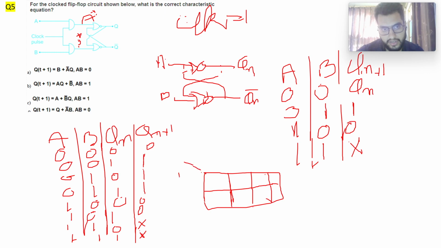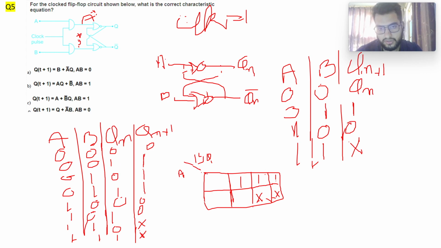Here we'll write A, here we'll write B, and here we'll write Q. Q is simply your QM. So this is like this. Kindly check these things. If I'm wrong, please correct me. And these are your don't care conditions, right? So you have 3 ones and 2 don't cares.